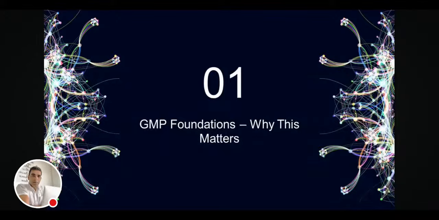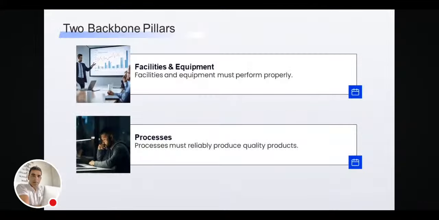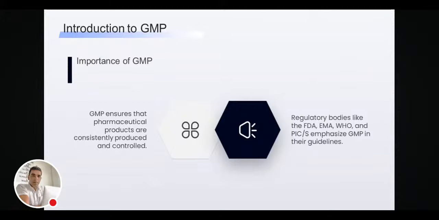Let's set the stage. GMP, good manufacturing practices, requires that pharmaceutical products are consistently produced and controlled. To meet this, GMP has two backbone pillars. Facilities and equipment must perform properly. Processes must reliably produce quality products. This is where qualification and validation come in.